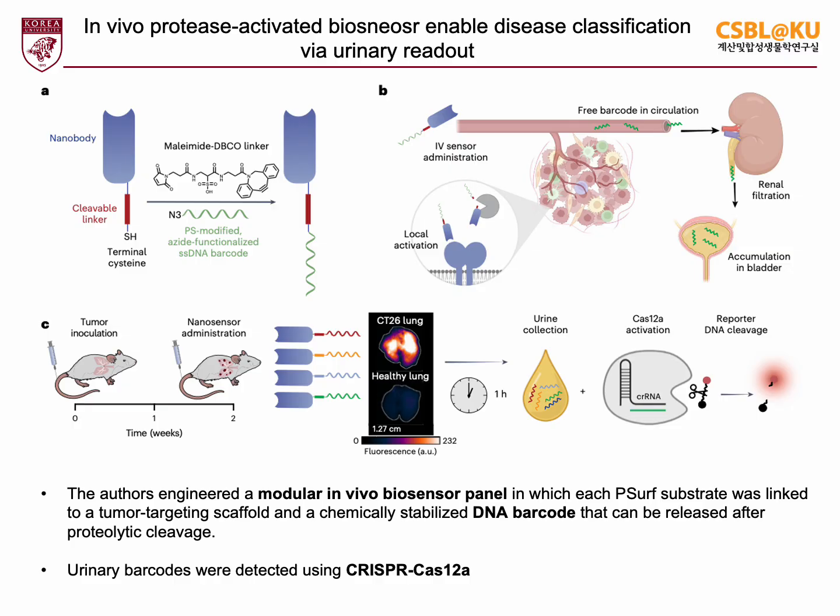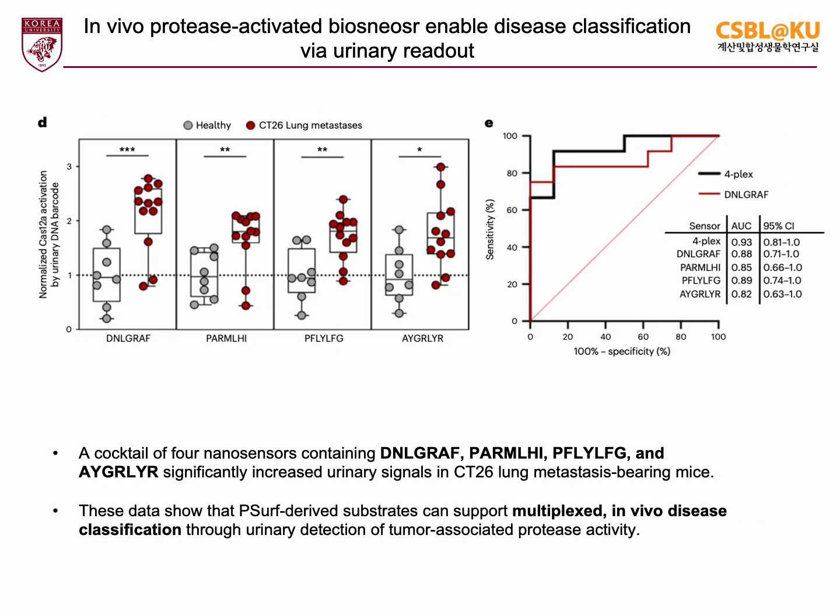After intravenous injection, the sensors accumulated in metastatic lung lesions and liberated DNA barcodes were filtered into the urine. The urine samples were then analyzed with CRISPR-Cas12a, which provided a sensitive readout of barcode release and therefore of tumor-associated protease activity. All four tested substrates generated significantly higher urinary signals in tumor-bearing mice than in healthy animals.